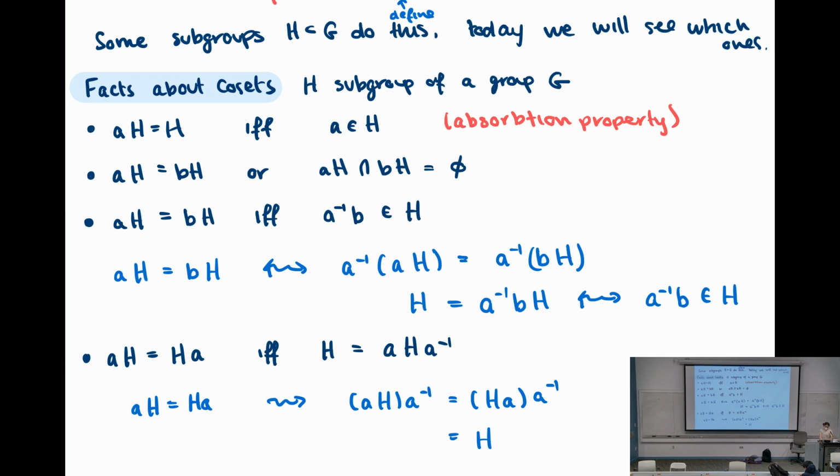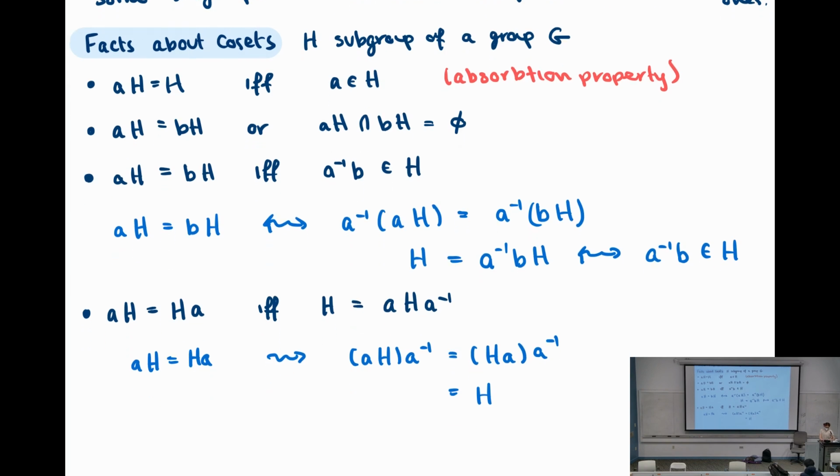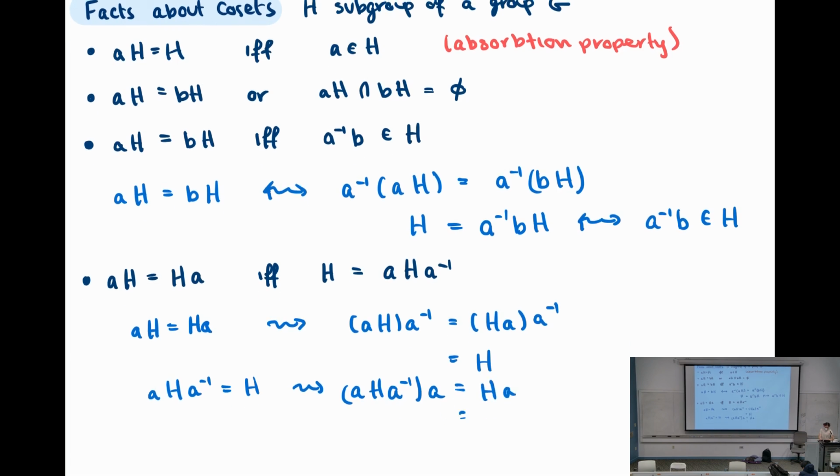And you can also see that this goes in the other direction. So if I had aHa inverse equal to H, then again, by multiplying both sides by a on the right, I would have aHa inverse a equal to Ha, and this left-hand side is aH. Okay, are there questions about that?